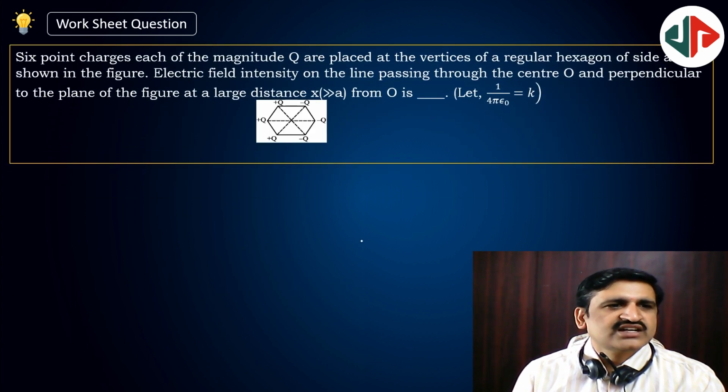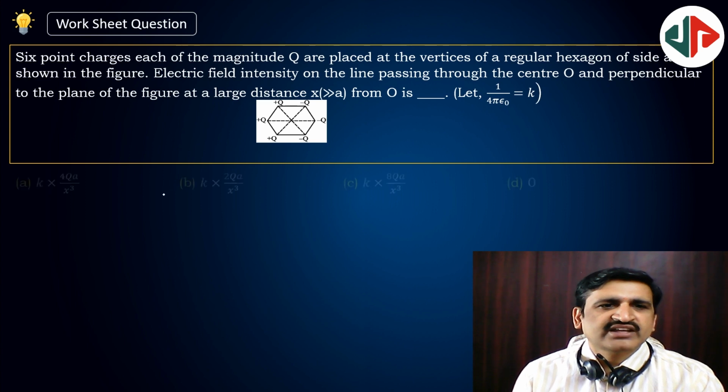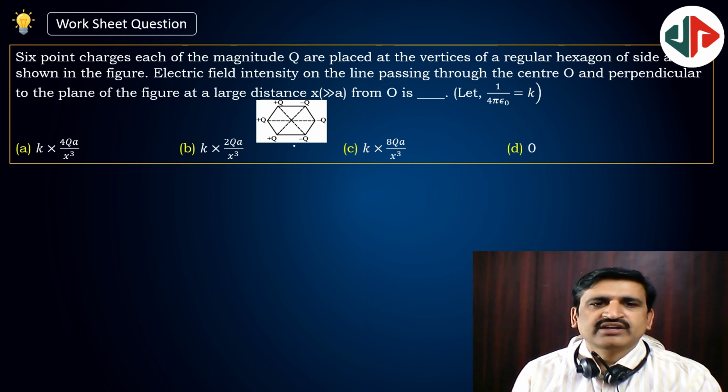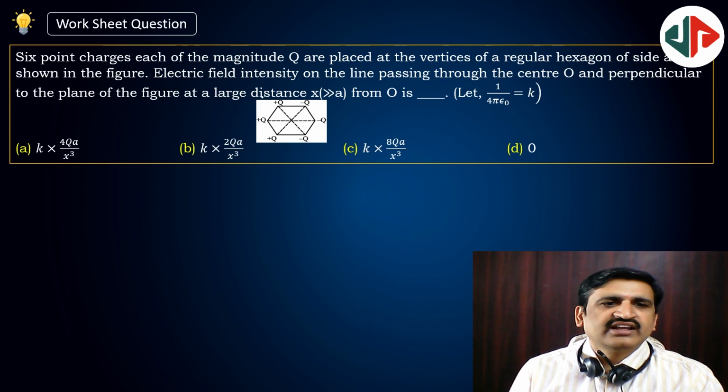6 point charges each of magnitude Q, but 3 are positive, 3 are negative, are placed at the vertices of a hexagon of side A as shown in the figure. Electric intensity on the line passing through O and perpendicular to the plane of the figure at a large distance x is equal to.